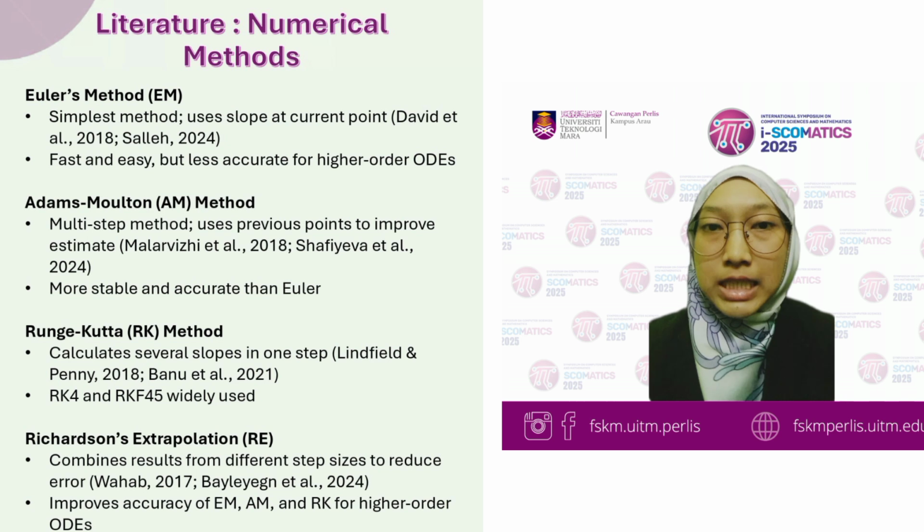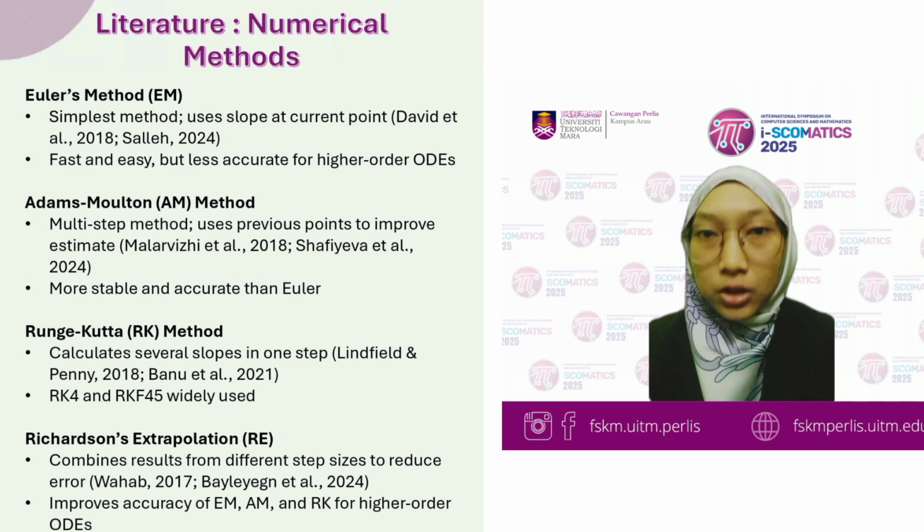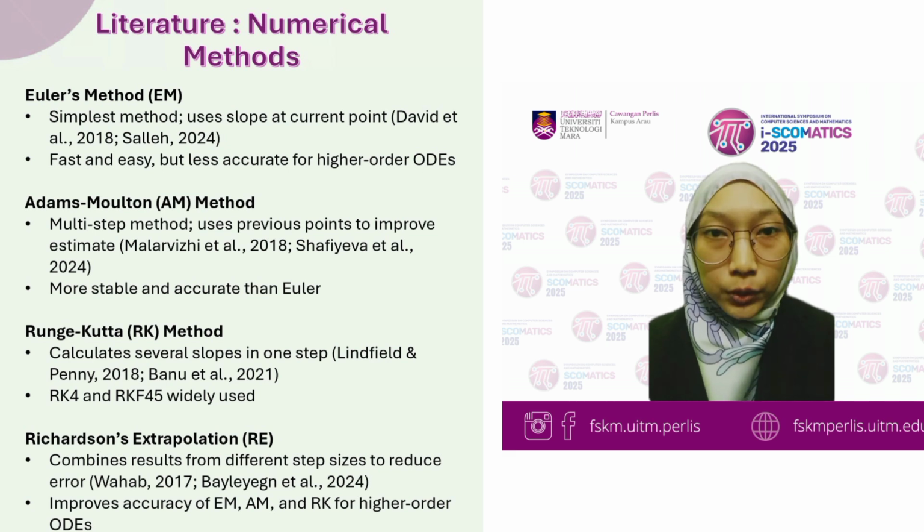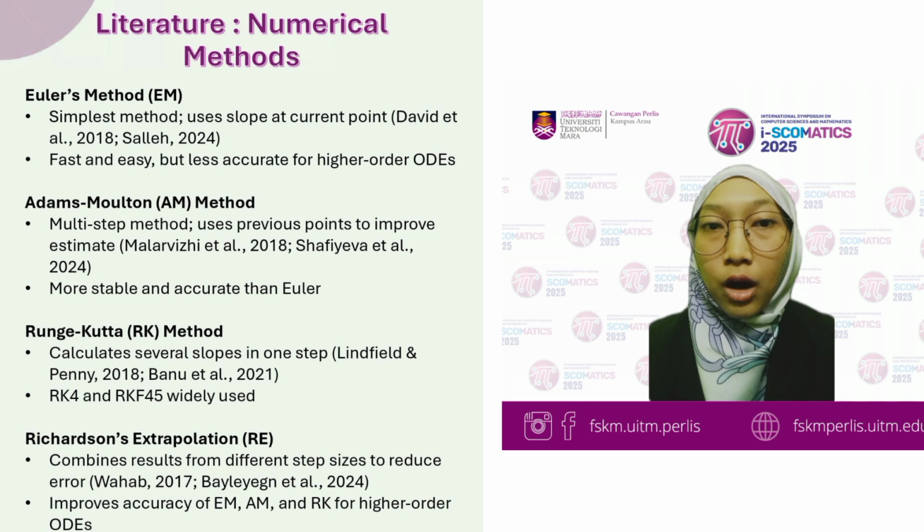The third method is the Runge-Kutta method, RK. This method is widely known because it calculates separate slopes within a single step before averaging them to get a more reliable approximation. In particular, RK4 and RK45 are the most commonly used versions as highlighted by Linfield and Penny 2018 as well as Benu et al. 2021.